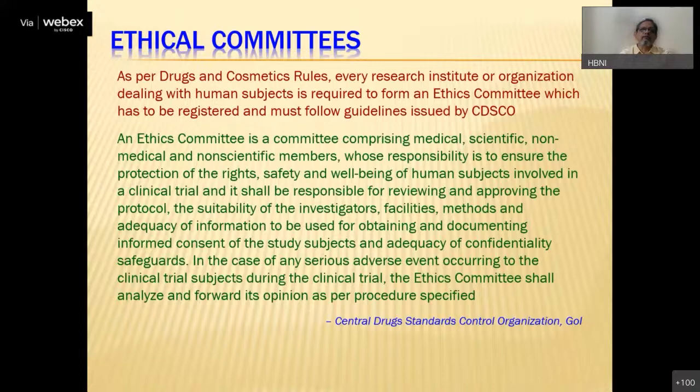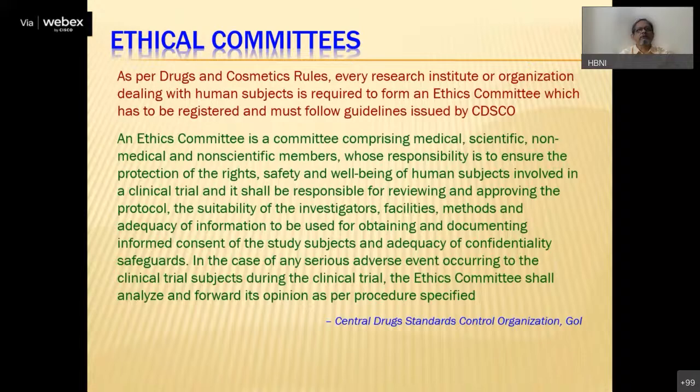whose responsibility is to ensure the protection of the rights, safety, and well-being of human subjects involved in a clinical trial, and it shall be responsible for reviewing and approving the protocol, the suitability of the investigators, facilities, methods, and adequacy of information to be used for obtaining and documenting informed consent of the study subjects, and adequacy of confidentiality safeguards. And in the case of any serious adverse event occurring to the clinical trial subjects during the clinical trial, the ethics committee shall analyze and forward its opinion as per the procedure specified by the CDSCO.